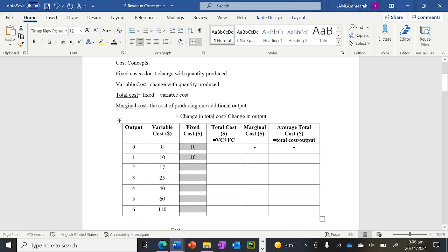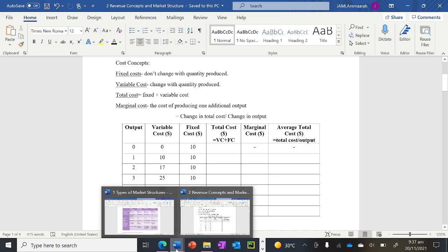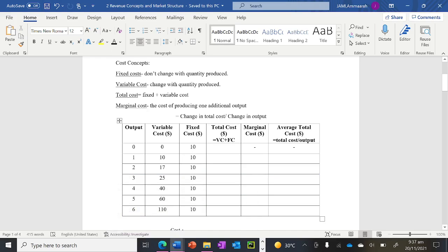So to fill in this part of the table, we know that fixed cost does not change, so the fixed cost for all of these units of output would be 10. Do you get me so far? Yeah, I get you. Okay.